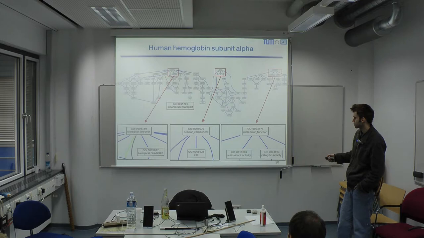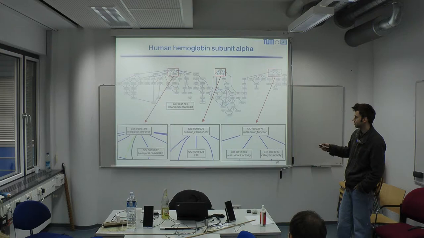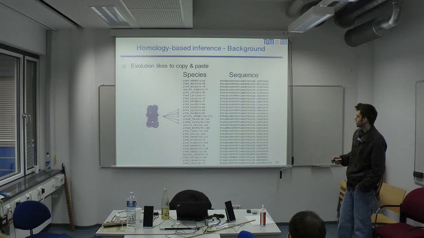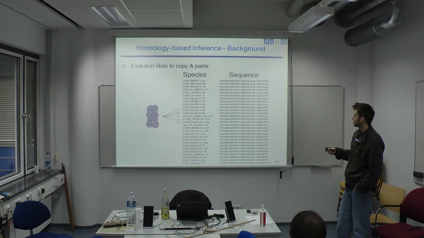And as you go down this hierarchy, the terms become more and more specific until you have, for example, something like bicarbonate transport at the leaf. And the underlying assumption is basically that you extremely often find very close homologs for proteins, and if you're lucky, they are already annotated.